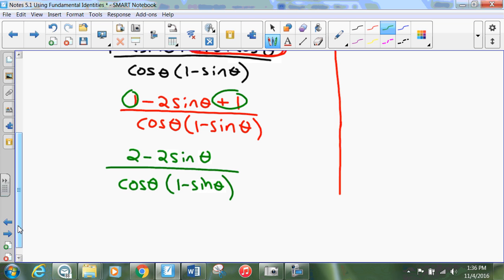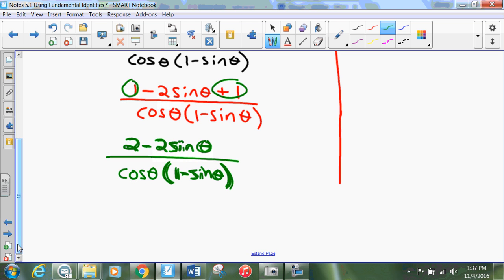So I see this 1 minus sine theta. And I'm like, this is looking kind of like 2 minus 2 sine theta. And so I think about what do I need to do to make my numerator look like my denominator. And so I think about the GCF. This is a term, 2, and my other term is 2 sine theta. What's in common? A 2. So I get to factor out a 2, and I ask myself, what's left?